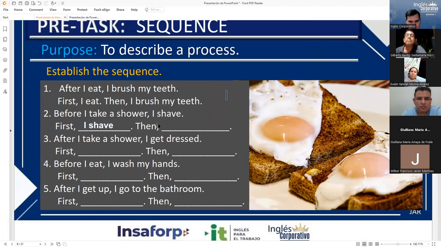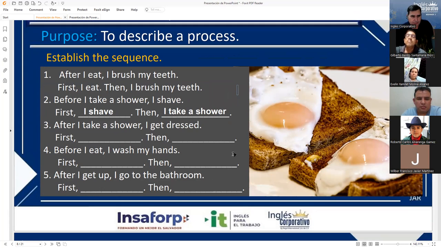Angelitos, first I shave, then what? I take a shower. Excellent. First, I shave, then I take a shower. Excellent. Very good. Okay. Teacher, what's the secret?